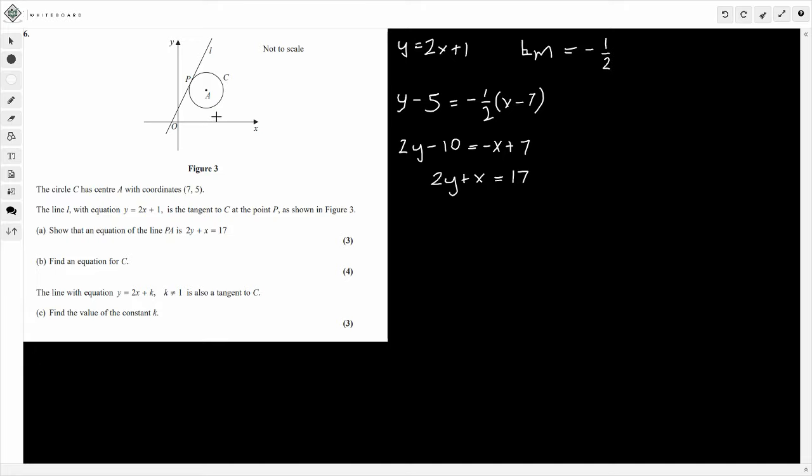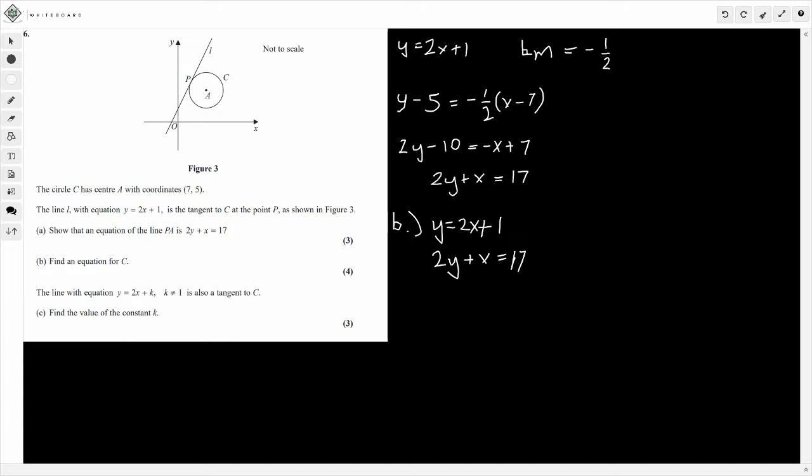Well, if we have two equations and they intersect like this at a right angle, what we can do is make them equal to each other. So this is for part B. What we can say is that y equals 2x plus 1 and 2y plus x is equal to 17, and now we just need to solve this simultaneously. So this allows us to work out the coordinates of P. We already know the coordinates of A, and then we can just use Pythagoras to work out the remaining length here, or the distance formula, should I say.